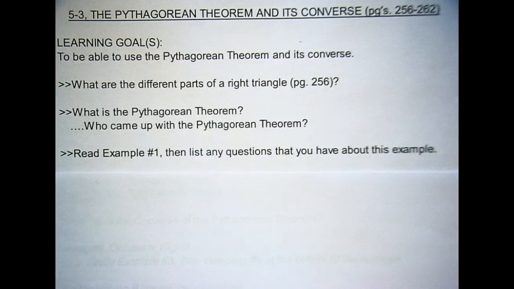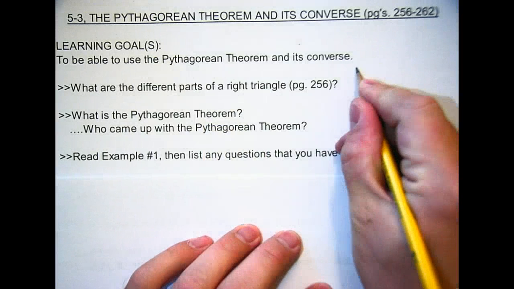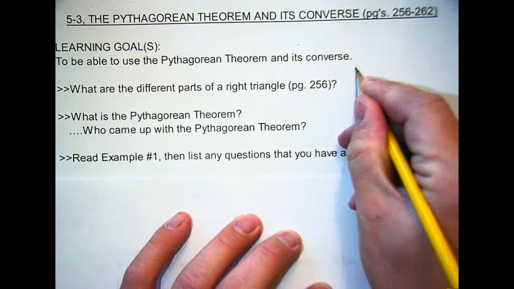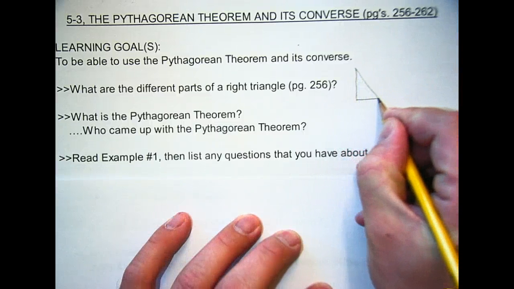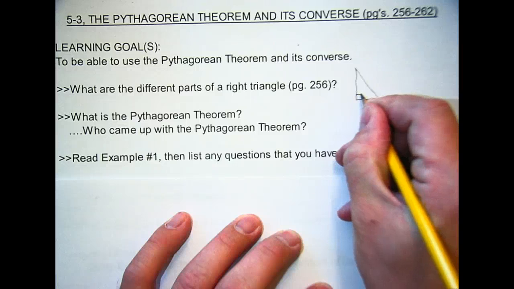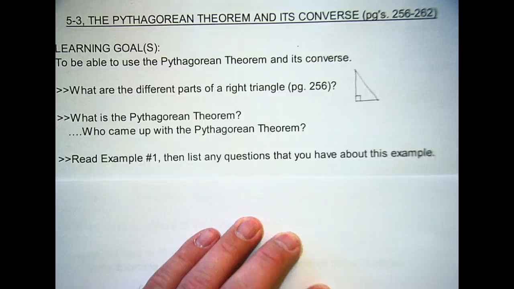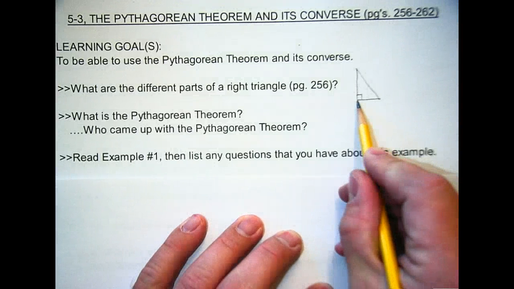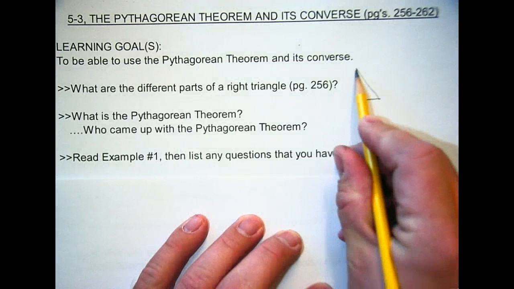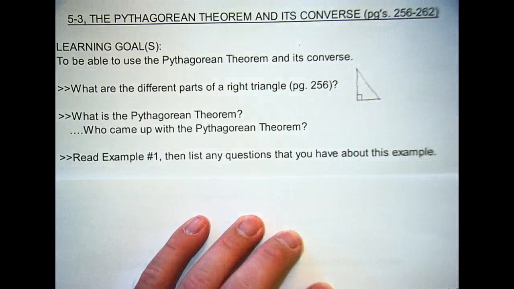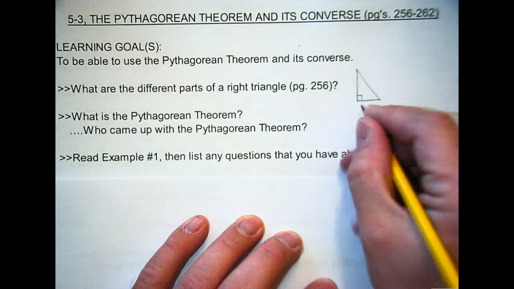All right. Learning goals: the Pythagorean Theorem and its converse. What are the different parts of a right triangle? Think back to what we've talked about with right triangles. I've referenced it a bit this year. If I have a right angle, I know I have a right triangle. What are these segments coming off that right angle called? Cameron? They are called legs.